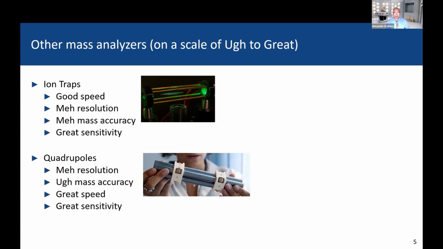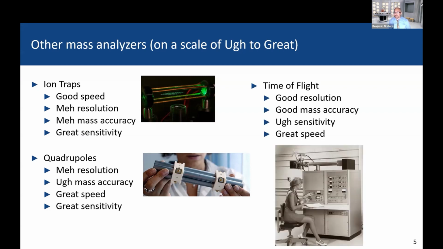Quadrupoles are very similar, and specifically to this quadrupole Orbitrap ion trap above, where you get this resolution. You can't do anything about the mass accuracy really, but you get this great speed and great sensitivity because you've got just a focused ion beam aimed at your detector, and you just divert the stuff you don't want.